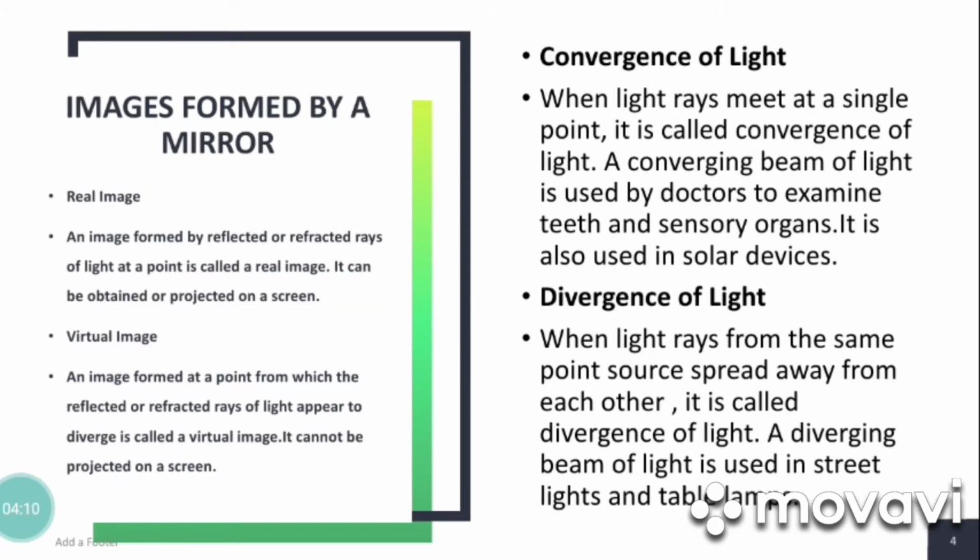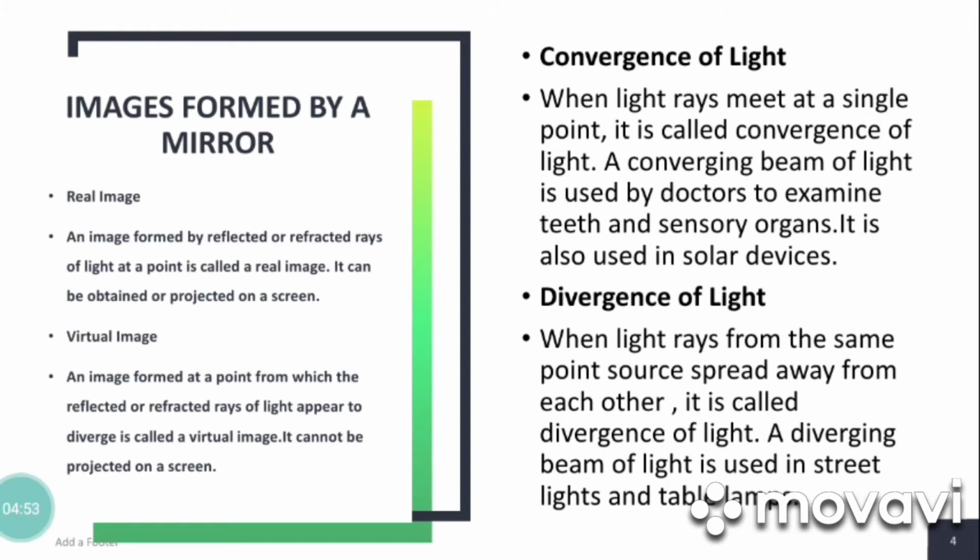Images formed by a mirror. There are two types of images formed by a mirror. The first is real image. An image formed by reflected or refracted rays of light at a point is called a real image. It can be obtained or projected on a screen. Virtual image. An image formed at a point from which the reflected or refracted rays of light appear to diverge is called a virtual image. It cannot be projected on a screen.